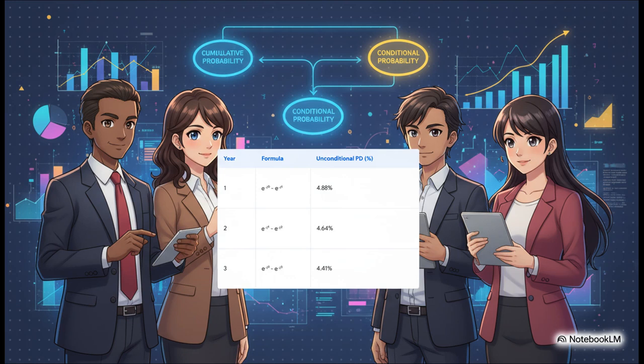And check this out. The probability here actually goes down every year. It drops from 4.88% all the way down to 4.41%. So why is that? Well, it's pretty simple. With each year that goes by, there are fewer and fewer people left from that original group who could possibly default. The pool of potential defaulters is literally shrinking.